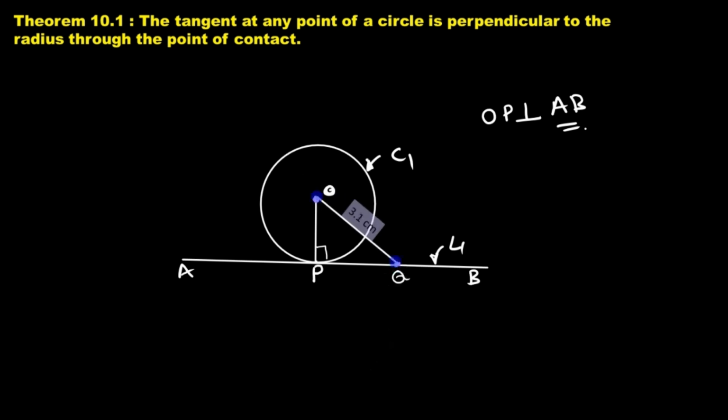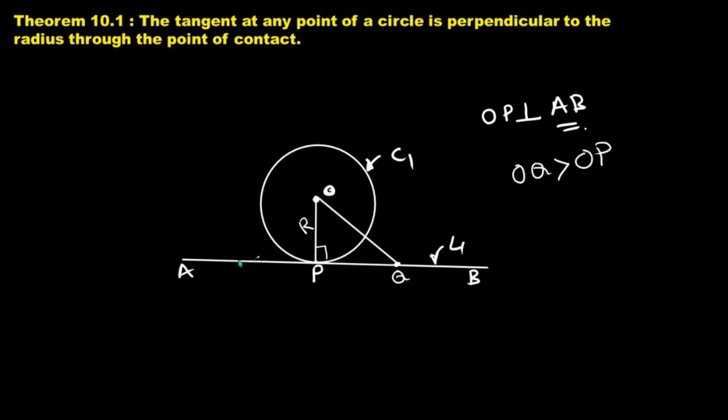You can observe one thing here. This OP is the radius of the circle, right? And this is OQ, joining the point O and Q. If you observe, OQ must be greater than OP. Whatever point you take on this tangent line.